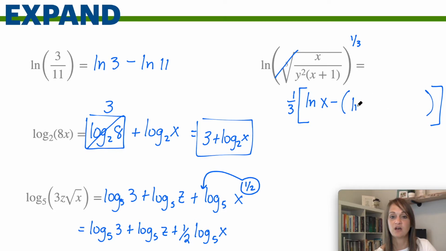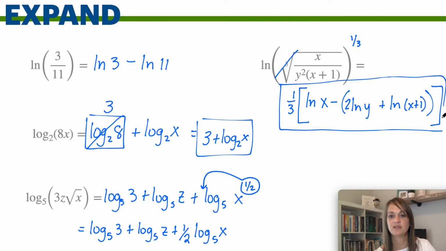So I have the natural log of y squared, which we're going to have to do something with because of the square, and then plus, since you have two functions multiplied together, you can add the natural log of x plus 1. Now this 2 is an exponent, which means technically it needs to go in front. And that would be the final expansion of this function.